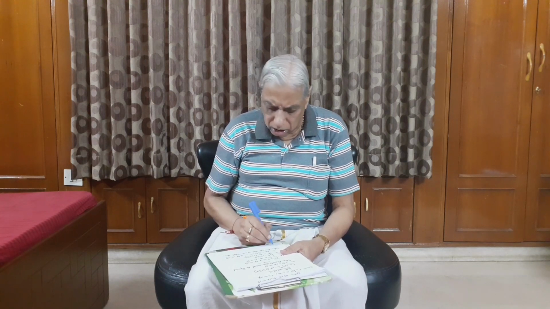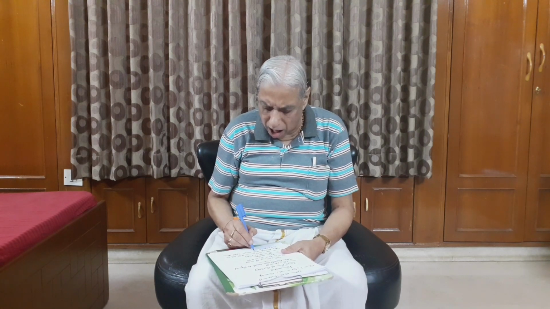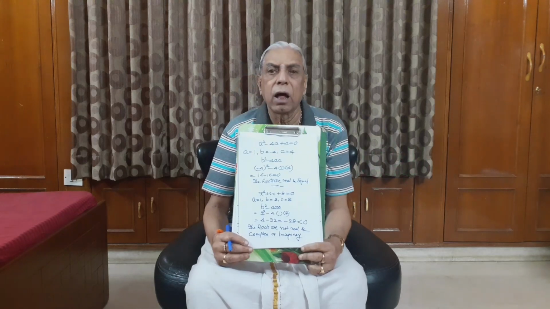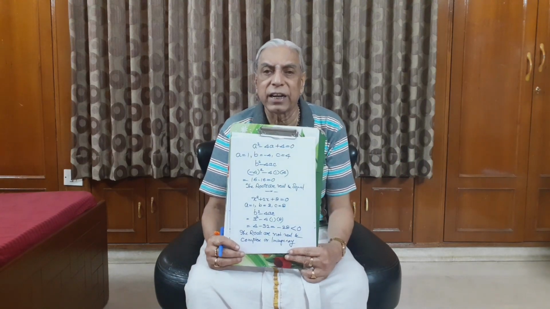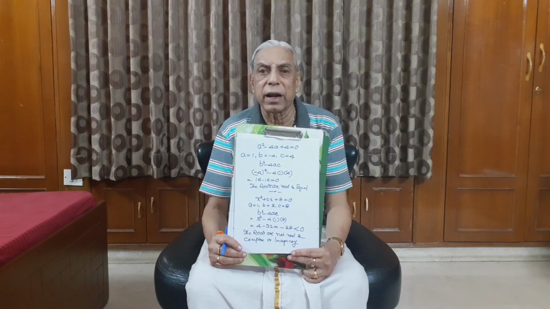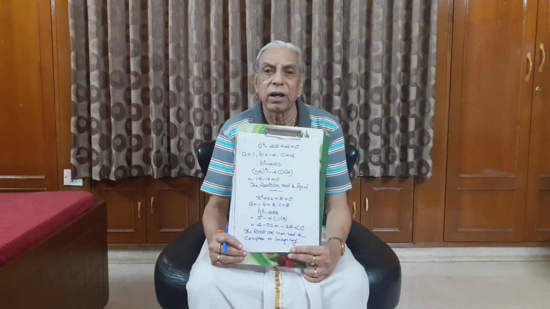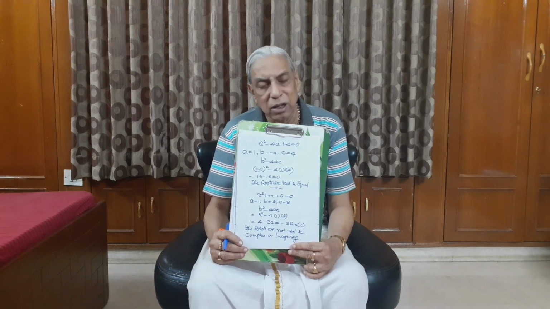And complex, they are complex roots or imaginary roots. The roots are imaginary. Why? b square minus 4ac is minus 28. What is the root of minus 28? Is there a root? When a minus comes, it is not possible, right? What is the root of minus 8? Imaginary. Root of minus 40, imaginary.